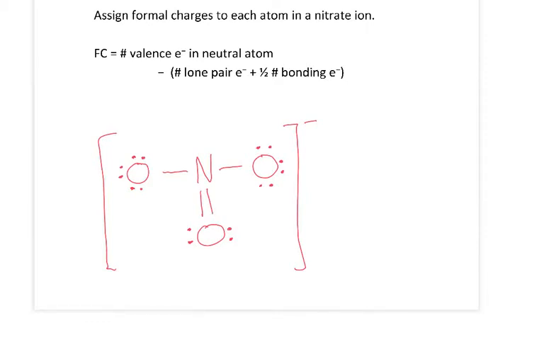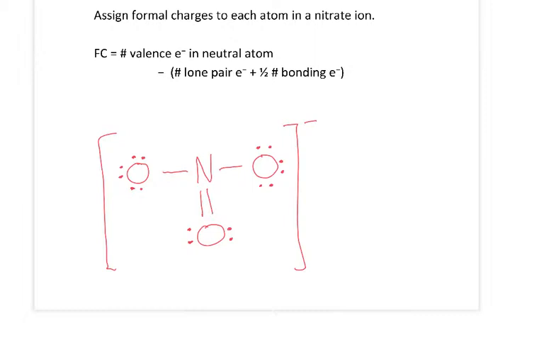In this video, we're going to look at some examples of assigning formal charges to atoms in a molecule. In our first example, we want to assign formal charges to each atom in the nitrate ion. So there's a simple formula to use to determine the formal charge, and that is you look at the number of valence electrons in the neutral atom, and then you subtract from that all of the lone pair electrons that atom has in the Lewis structure, and half of the bonding electrons around that atom in the Lewis structure.